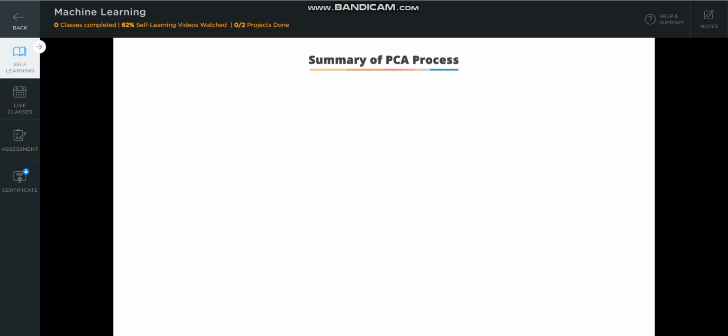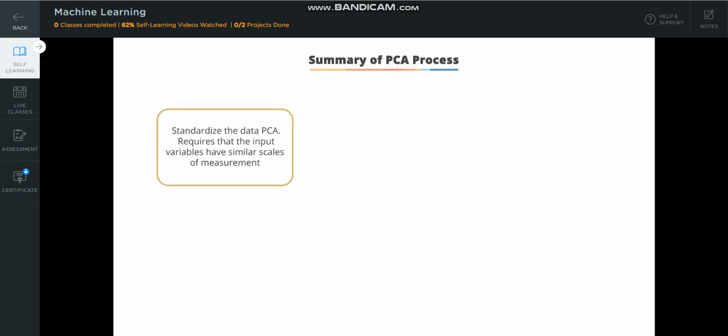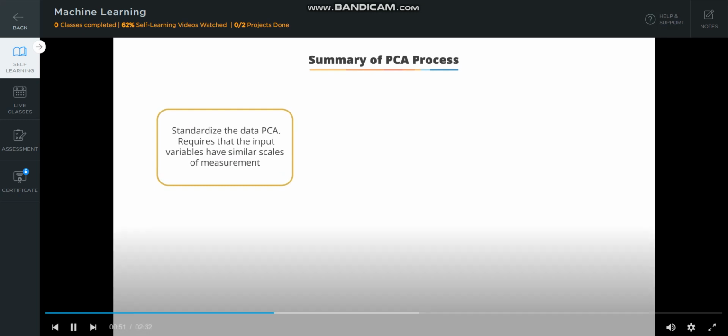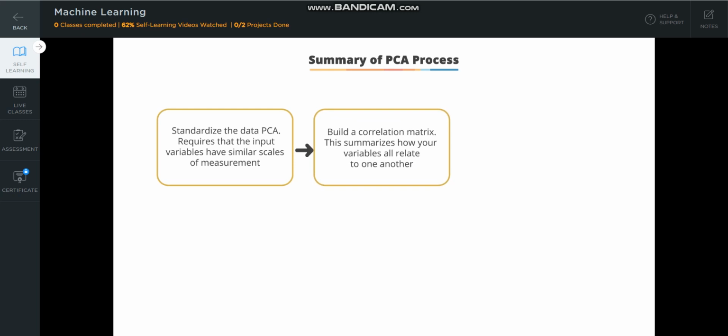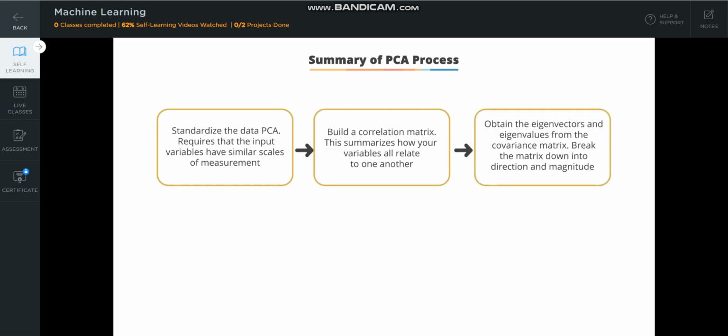Let's summarize the PCA process now. Standardize the data if required. PCA requires that the input variables have similar scales of measurement, since you are trying to capture the total variance in the set of variables. Build a correlation matrix. The correlation matrix summarizes how your variables all relate to one another. Obtain the eigenvectors and eigenvalues from the covariance matrix.